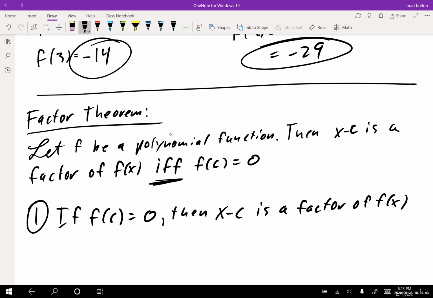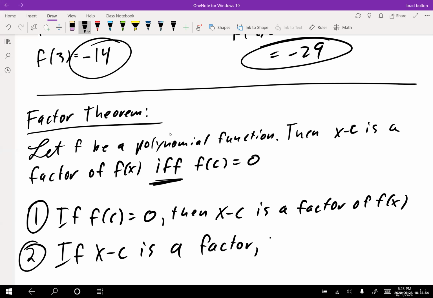But it also means going the other way. It also means if x minus c is a factor, then f of c had to be 0, right? So it's a two-way street. So if you know that f of c is 0, then you know that x minus c was a factor. If you know x minus c is a factor, then you know f of c would be 0. That's what it means to be if and only if. It can go both ways in the theorem, okay?